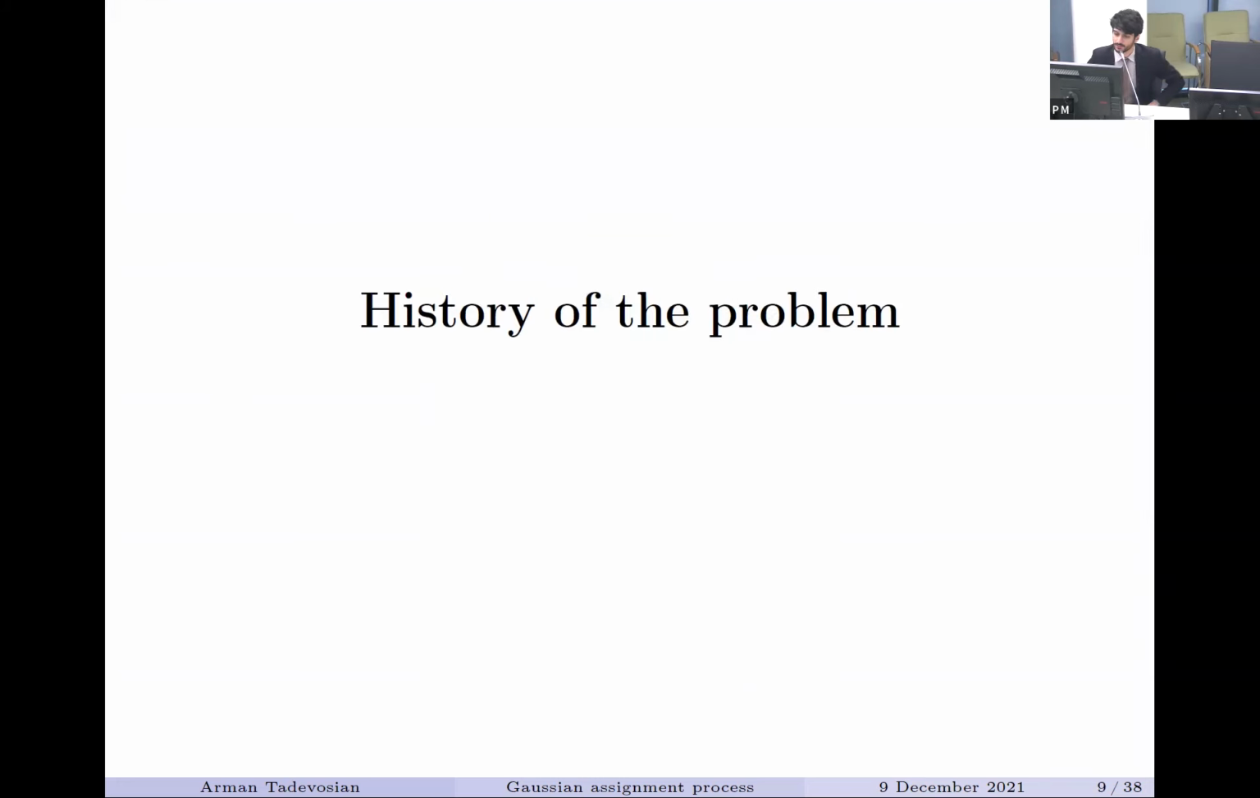But firstly, before talking about the properties of the Gaussian assignment process, I will introduce you to the history of the problem.